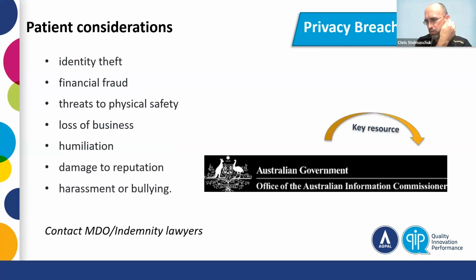So we need to consider what harms can come if a privacy breach is made. I think most of us understand this pretty well, but things like identity theft and financial fraud in particular could happen in the RACH space. And then for us, it's loss of business, potential damage to reputation, and that type of thing. If there is a breach, it's important to contact your MDO and indemnity lawyers straight away if you think there was something. You will get in a lot more trouble if you try and sweep things under the carpet than if you come out early. So it's important to let people know and to have a plan in place if that happens.